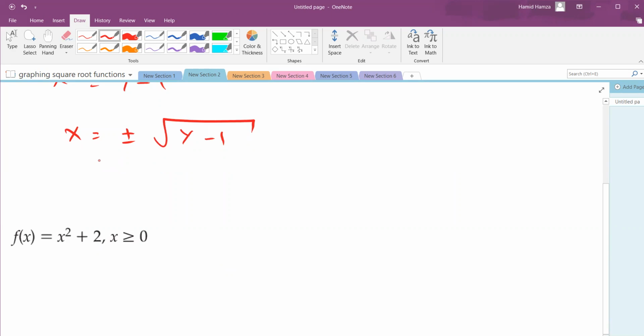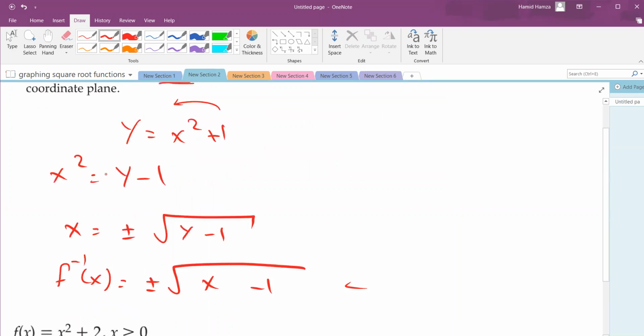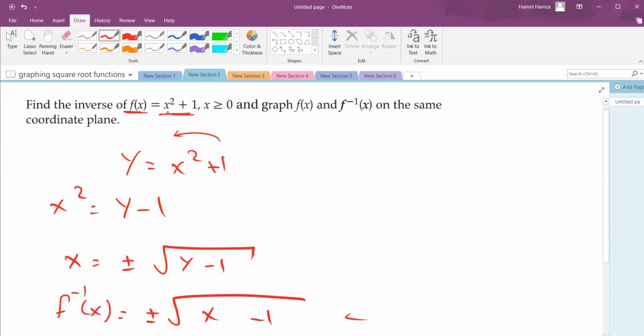Okay, after you finish, we will change x to the inverse, so f negative 1 of x equals positive or negative root of x minus 1, and we change y to x. So this is the inverse, guys. So again, the point here is the inverse of a quadratic function is a square root function, but it will give you two functions, not one function.